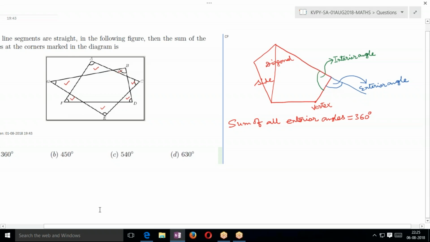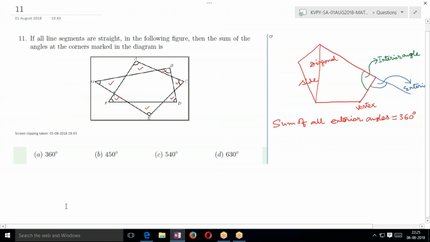So the sum of the angles of these 7 triangles is what? 7 into 180. What I'm writing here is the sum of the angles of all these 7 triangles is equal to 7 into 180 degrees. If you multiply 7 into 180, you'll get 1260 degrees. Now after that, what do we need to do from there?